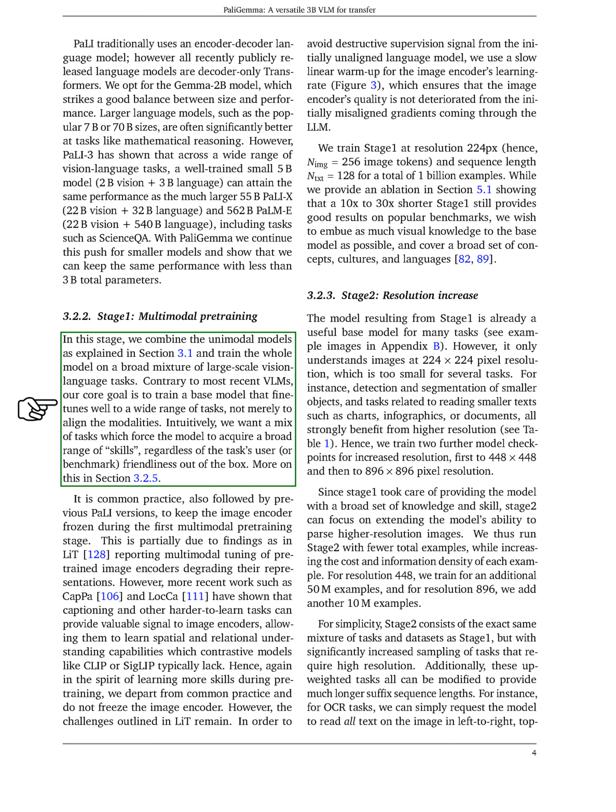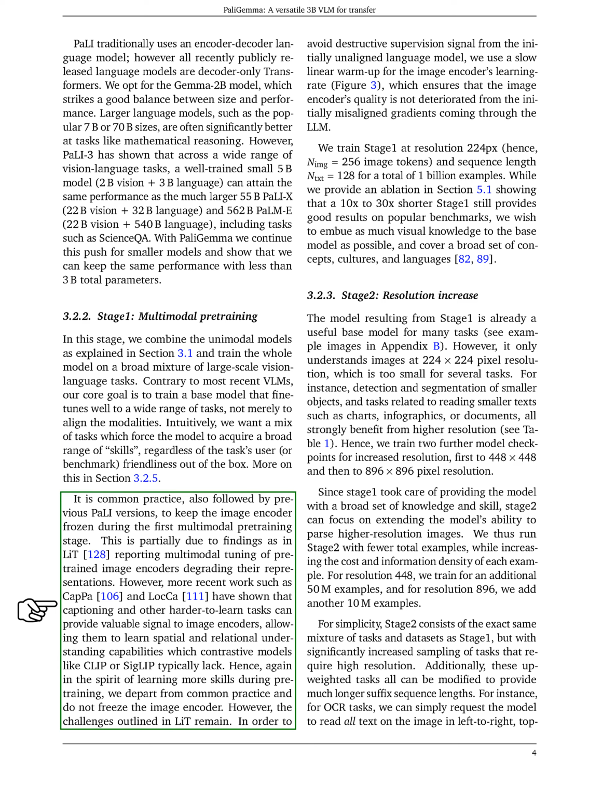Moving on to Stage 1, we combine the pre-trained unimodal models and train the entire model on a mix of vision language tasks. Unlike other models, our goal is to train a base model that can adapt well to a wide range of tasks, not just specific ones. We do not freeze the image encoder during this stage, contrary to common practice, to allow it to learn spatial and relational understanding from harder tasks like captioning.